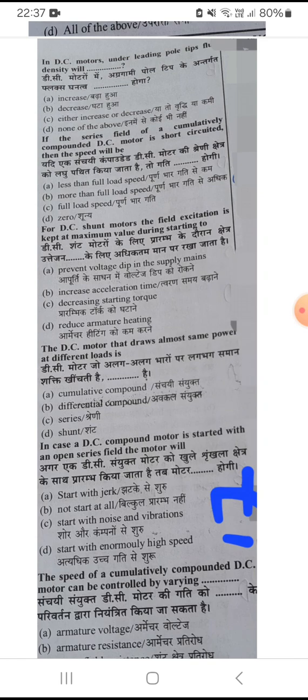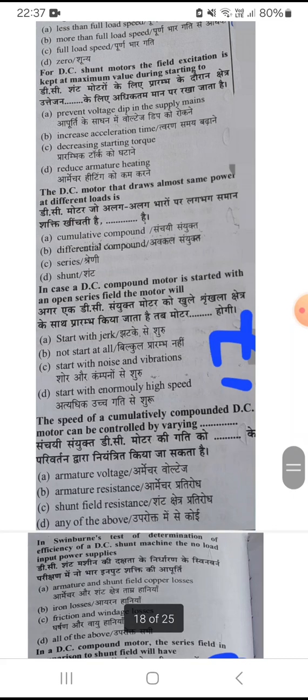If the series field of a cumulatively compounded DC motor is short circuited, then the speed will be, option B, more than full load speed. Okay, option B is the right answer. For a DC shunt motor, the field excitation is kept at maximum value during starting to reduce armature heating. Next question, the DC motor that draws almost the same power at different loads is, that is option C, series.